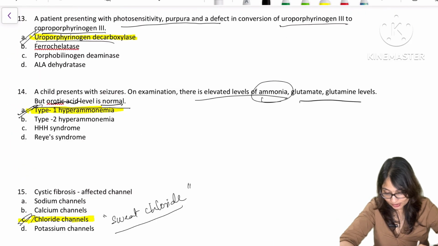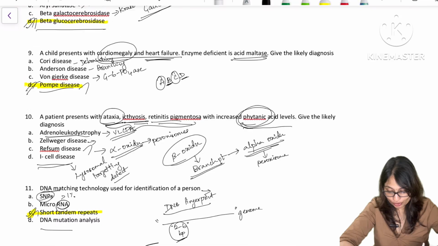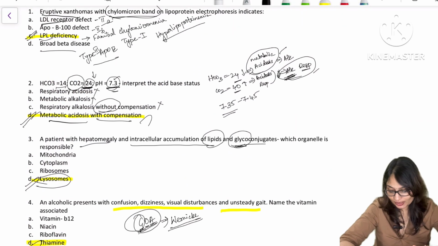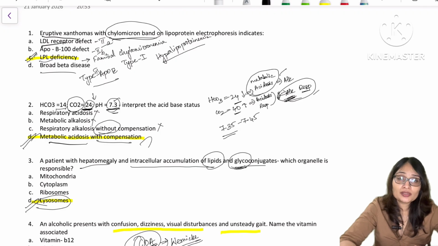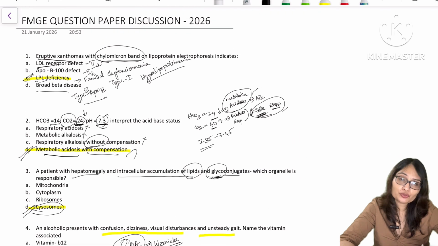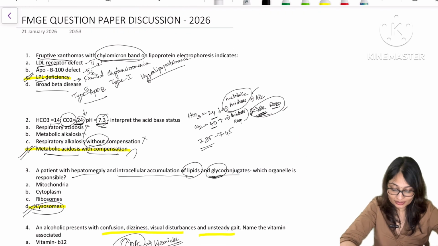We have come to the end. I hope most of you got the answers right. Keep revising. I think it was pretty much an easy paper, because most of the questions were direct. Nothing was conceptual; it was more or less direct. So keep revising. All the best.